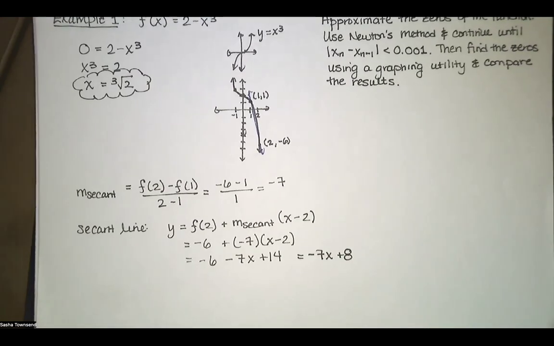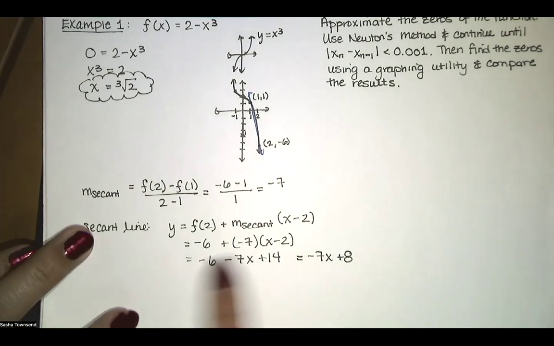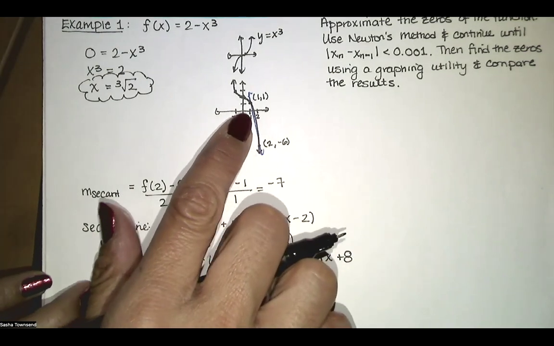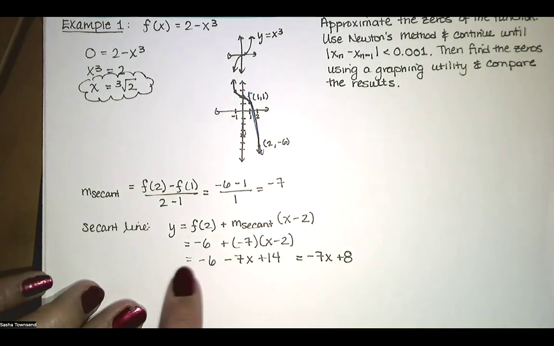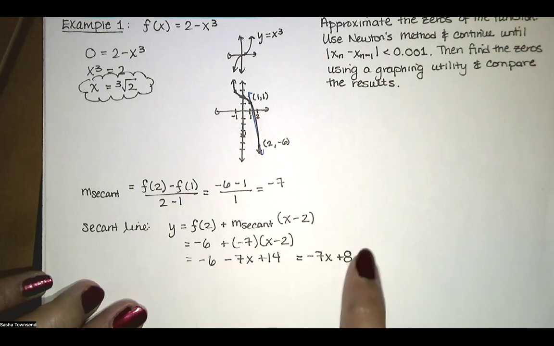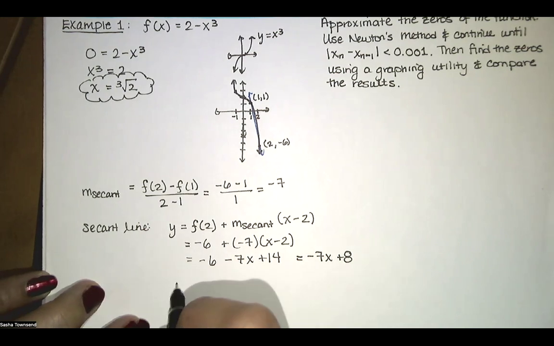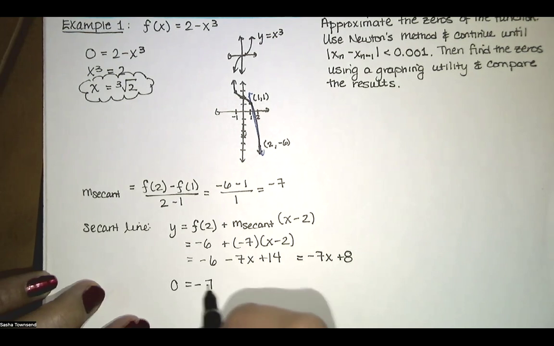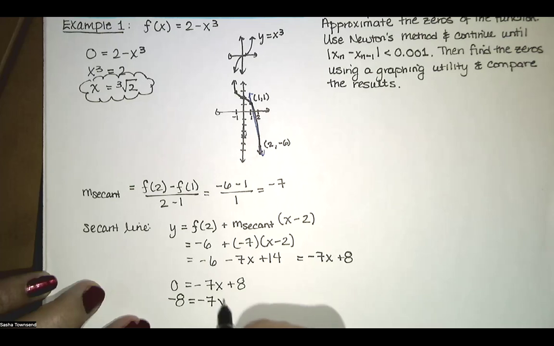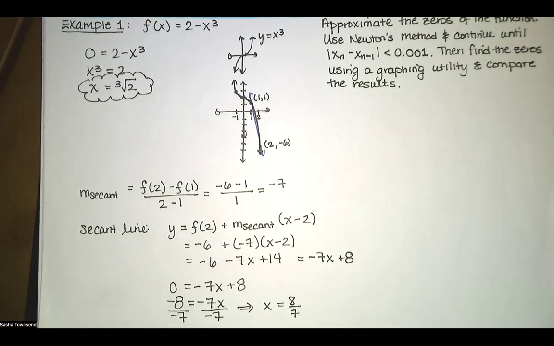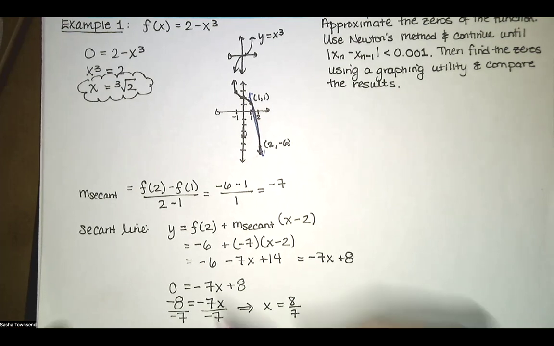You say, okay, well, how does that help us? Well, the first guess for our 0 of the cubic function 2 minus x cubed is the x value that causes this function to be 0. So we'll set y equal to 0 and solve for x. We'll subtract 8 from both sides. We'll divide both sides by -7. And we'll have x equals 8 divided by 7. And we'll say that's our first guess. Our first guess will be denoted by x naught.